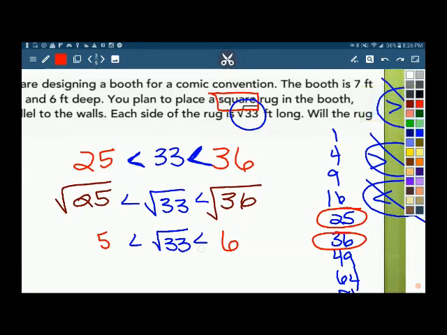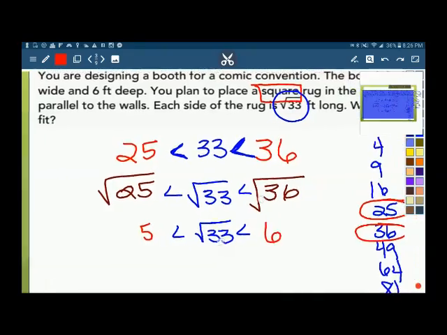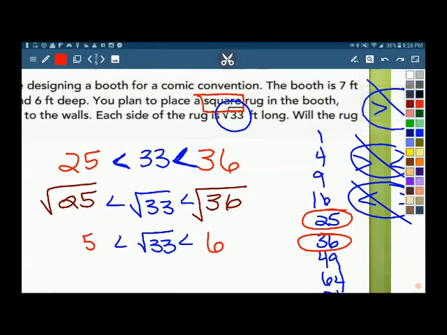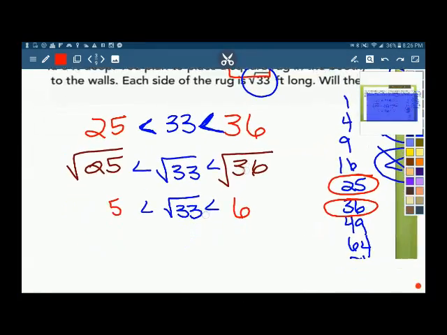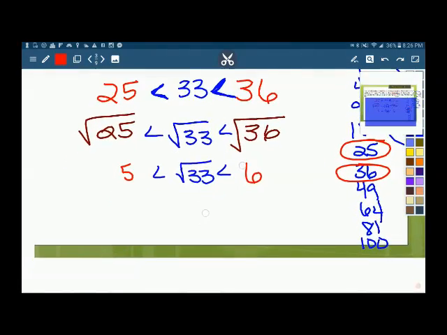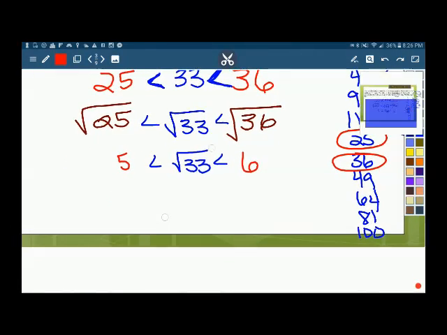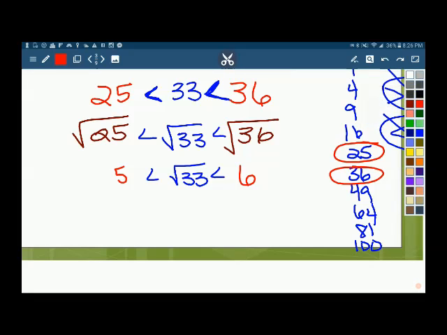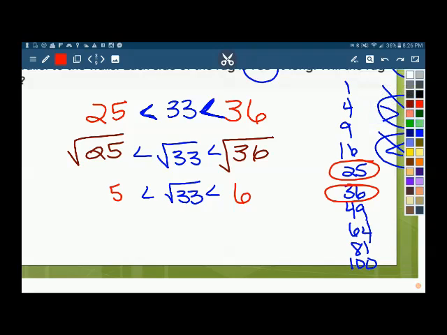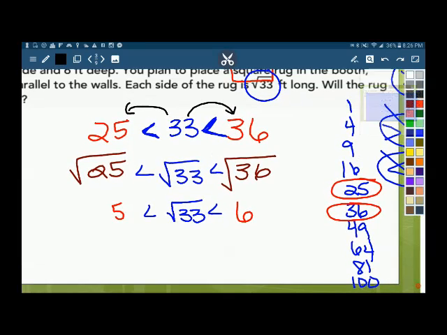In the directions, it doesn't say any rounding directions. So I would say rounding to the nearest tenth would be a good idea here. So I want to basically just start guessing at what that decimal could be. A way you can take a better guess is to think about how far away 33 is from 25, and how far away 33 is from 36. From 25, 33 is 8 units away. From 36, it's only 3 units away.